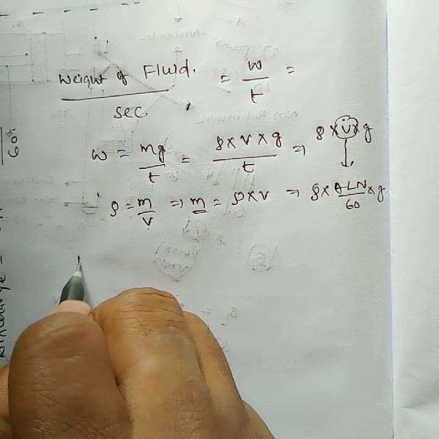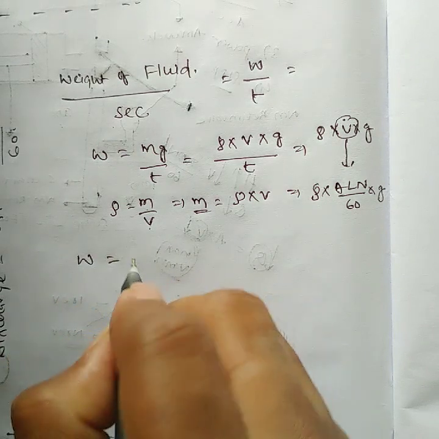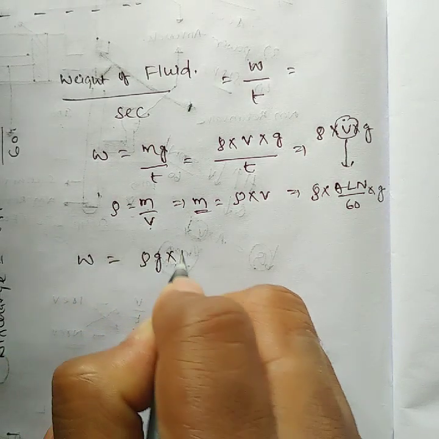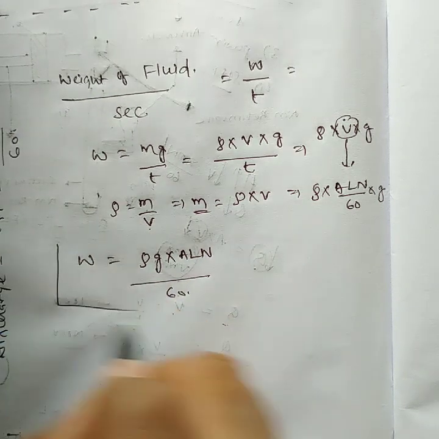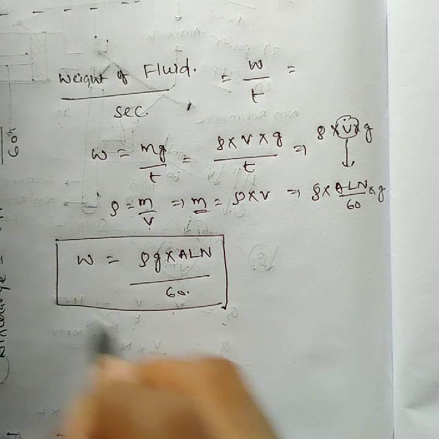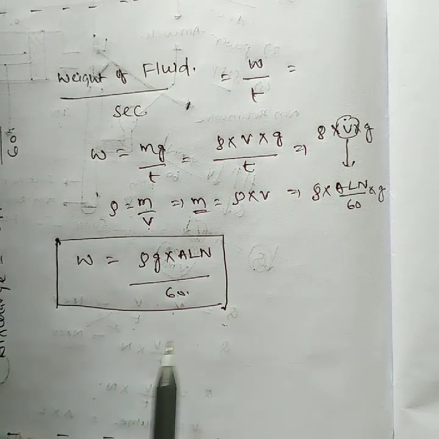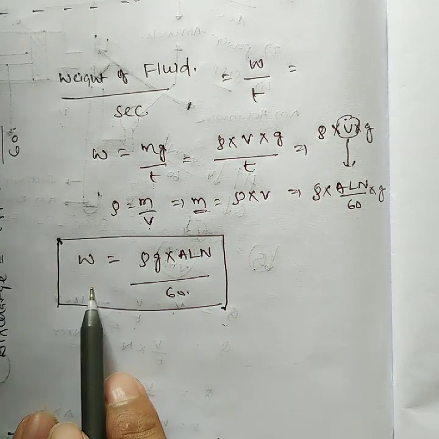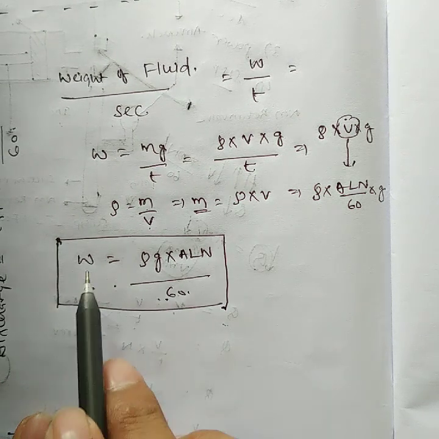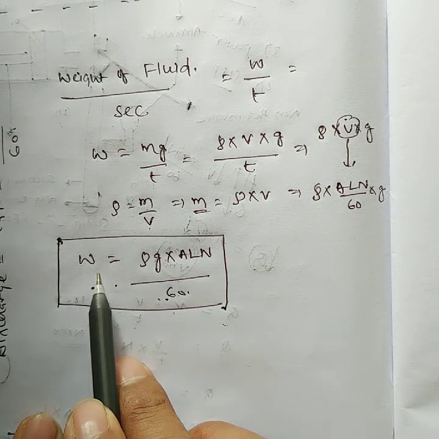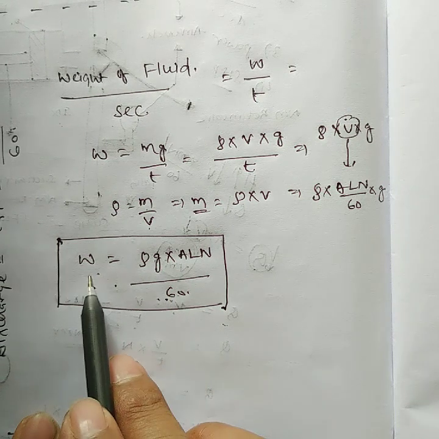What is the weight of the fluid? Weight of the fluid is finally rho g into ALN by 60. This is the weight of a fluid. Sir, why are you calculating the weight of the fluid? Because you have to supply electrical power. Based on how much weight of the fluid there is, you have to supply electrical power.